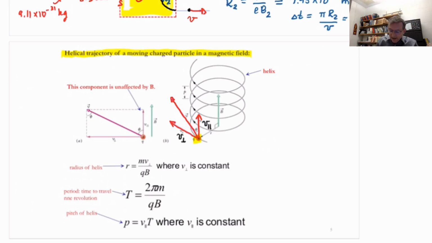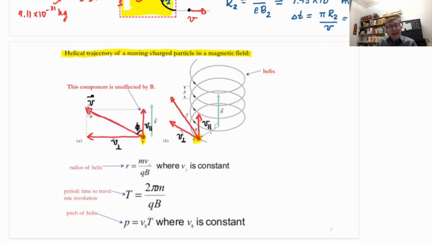And just to try to make that clear, here's a side view of the particle. Positive charge q, it's got this velocity vector v that makes an angle phi with the magnetic field direction. And then they've decomposed that velocity into a component parallel to the field, v parallel, and a component perpendicular to the field, v perp.